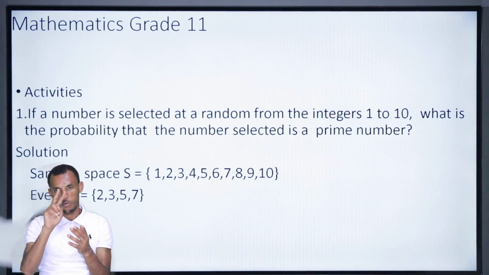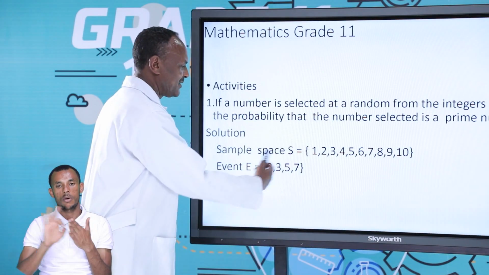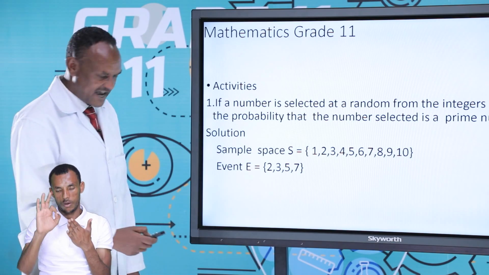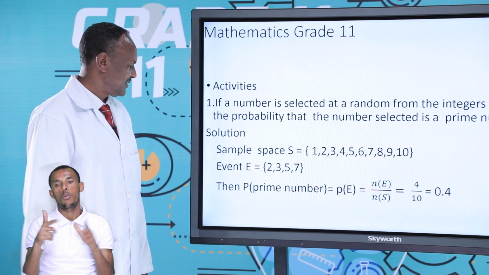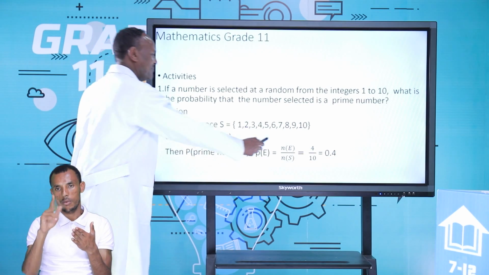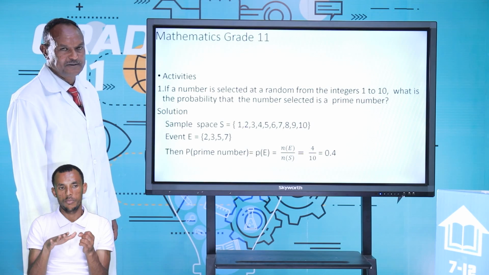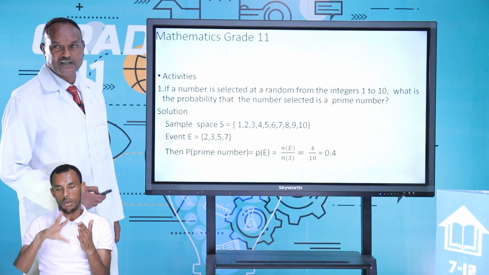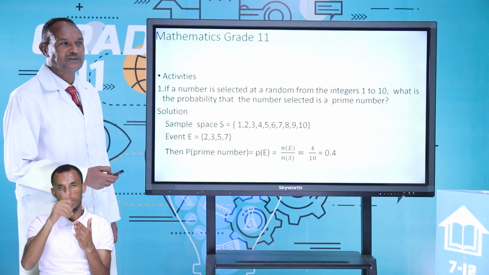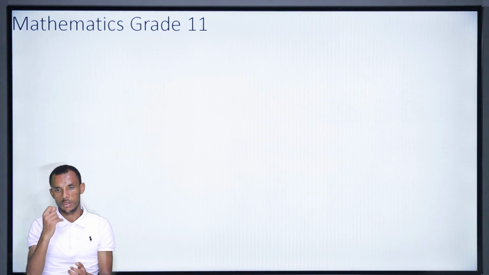So I know the number of elements of the sample space, and I know the number of elements of the event. Then what will be its probability? The probability of getting a prime number equals the number of elements of the event over the number of elements of the sample space. So you will have a result of 4 over 10, which is equal to 0.4. See the next question.